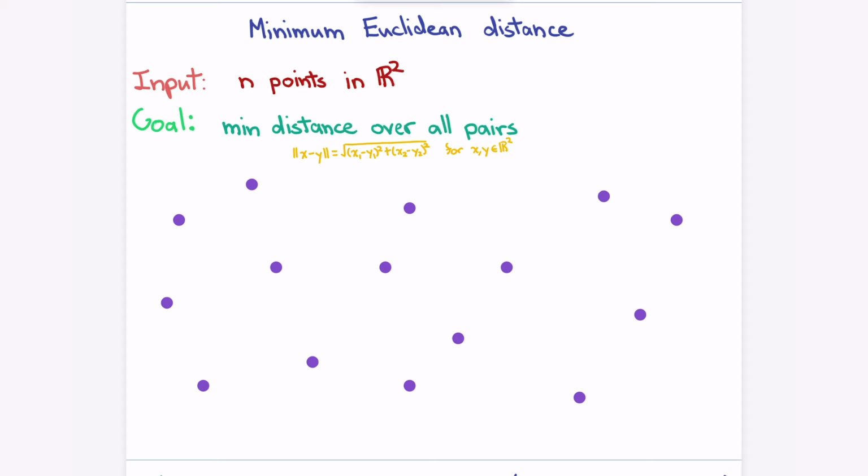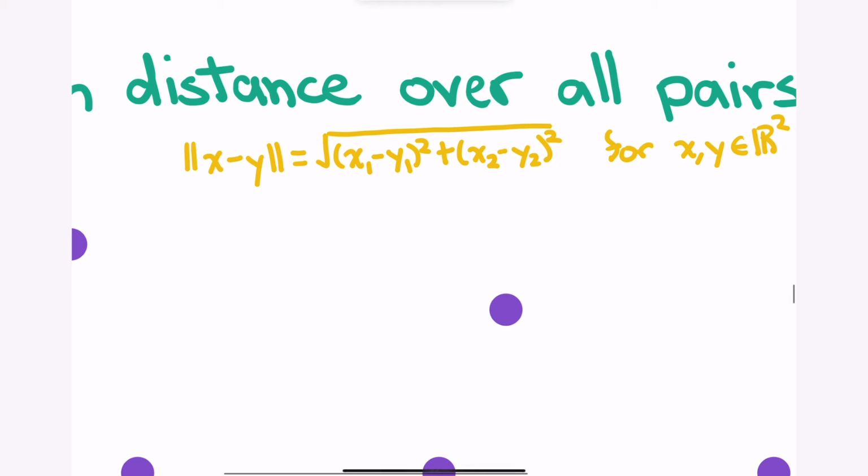This one's going to be geometric. I'm going to give you n points in the plane. And the distance is going to be the difference in the x coordinate squared plus the difference in the y coordinate squared. I chose a sort of confusing notation here, but x1 minus y1 is the difference of the two first coordinates, and then x2 minus y2 is the difference in the two second coordinates. So this is just Euclidean distance, Pythagorean theorem kind of stuff.